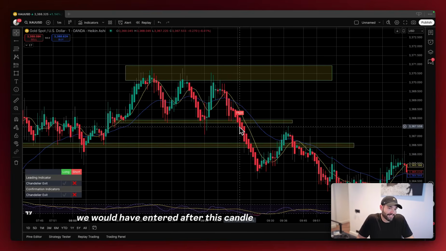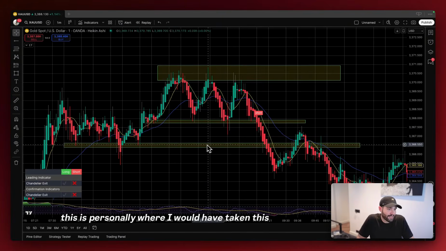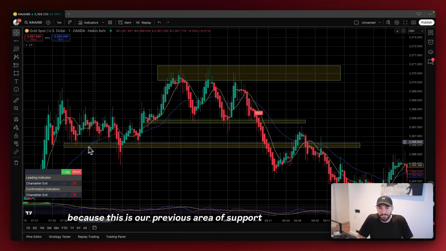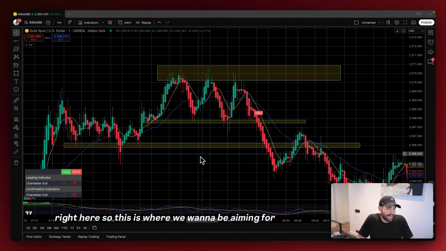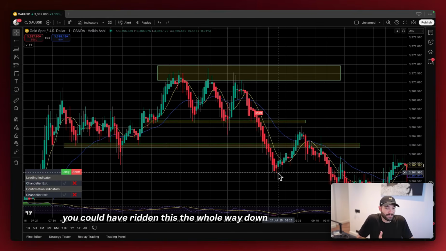We would have entered after this candle, and we would have taken it all the way down here potentially. This is personally where I would have taken this. So it's a solid 40 pips, because this is our previous area of support right here. So this is where we want to be aiming for, around this level. But of course, you could have ridden this the whole way down if you are scalping, moving up your stops as you go. And yeah, you can see a really solid trade.